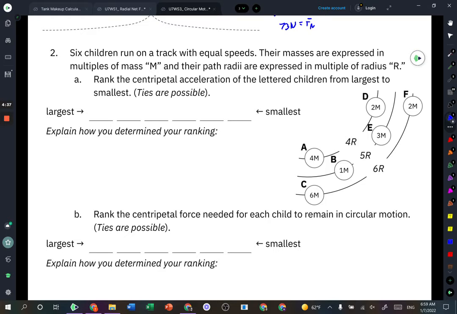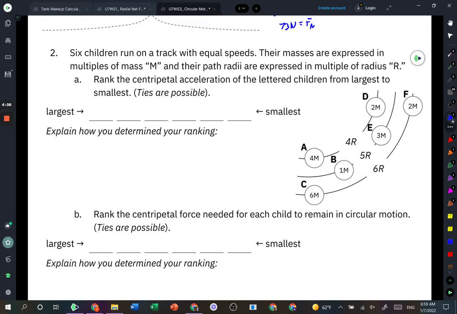Part A, we're trying to rank the centripetal acceleration of the lettered children from largest to smallest, noting that ties can be possible. And then the second part of this problem, part B, is ranking the centripetal force needed for each child to remain in circular motion. Once again, ties are possible. Now I'm going to show how we can do this determination for just runner A. And then it'll be up to you to figure out B through F for the runners, and then rank them accordingly.